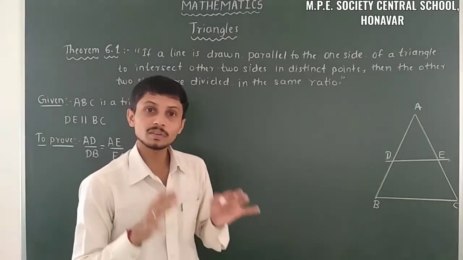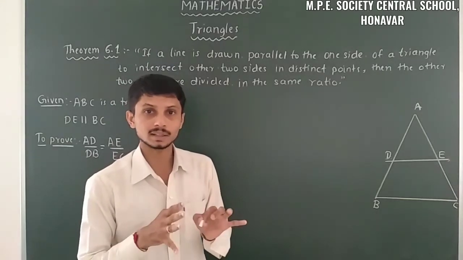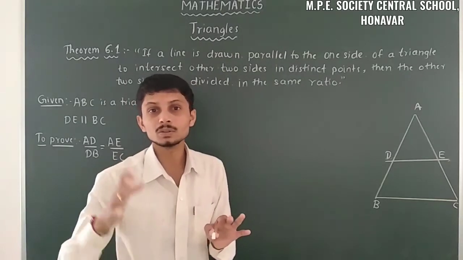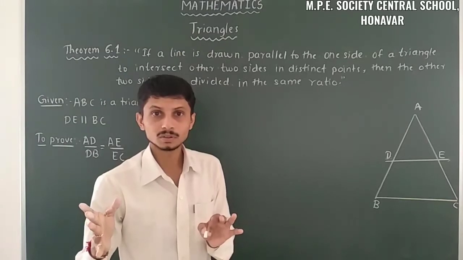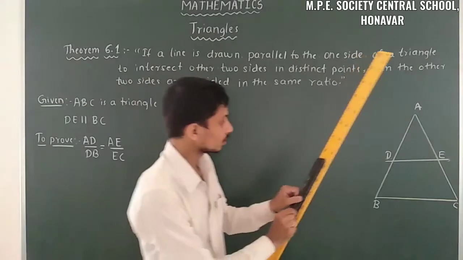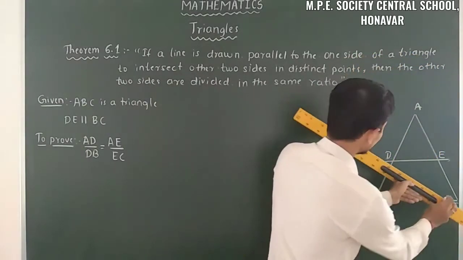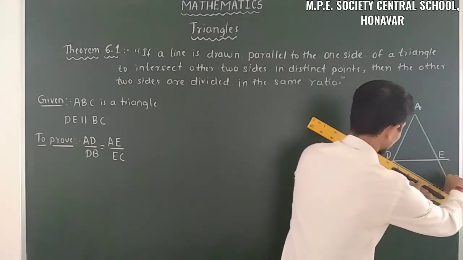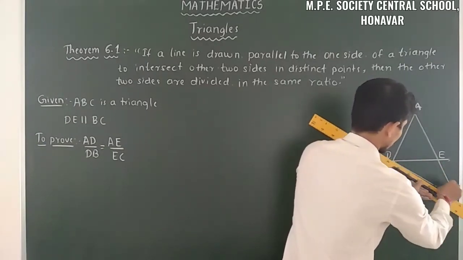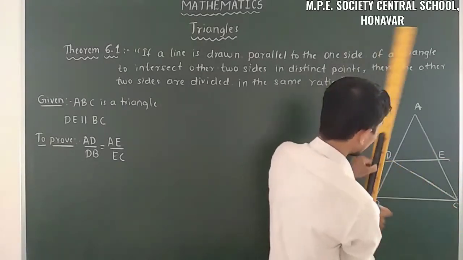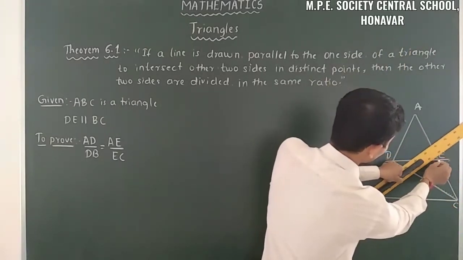So when we take the area of the triangles, the area of a triangle is half into base into perpendicular height. So that's why we have to take some constructions here. So here firstly I will join DC like this, and then EB also I will join.